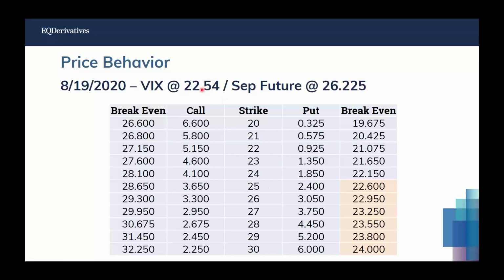Now VIX, lo and behold, is down at 22.54 at that time. So the put options give you these really cool opportunities if you think VIX is going to be unchanged, or if it's going to trend lower. They kind of give you a little margin for safety relative to the spot VIX index.